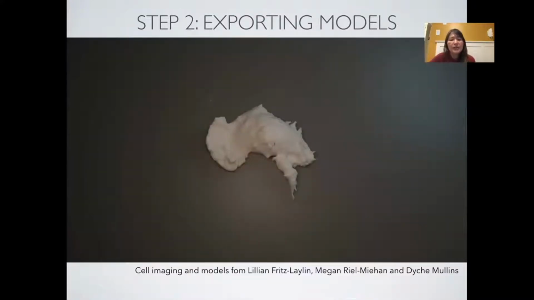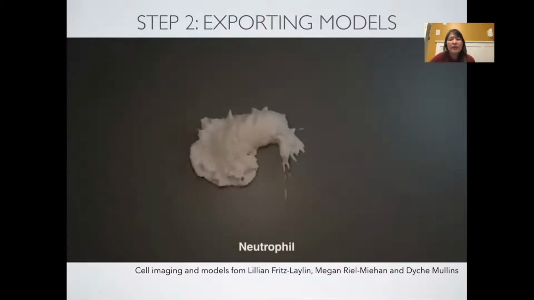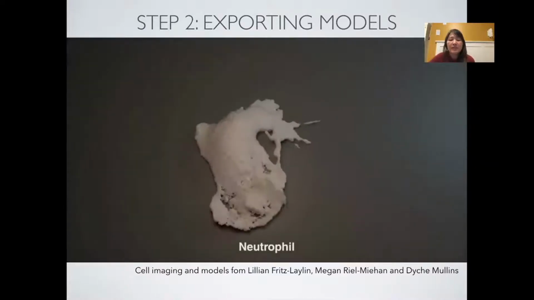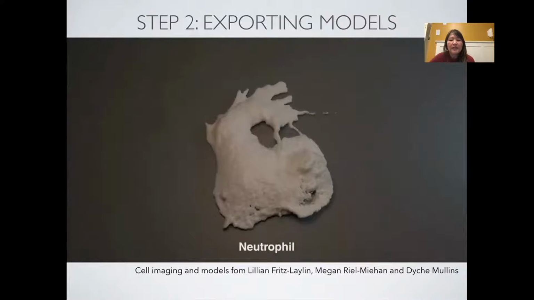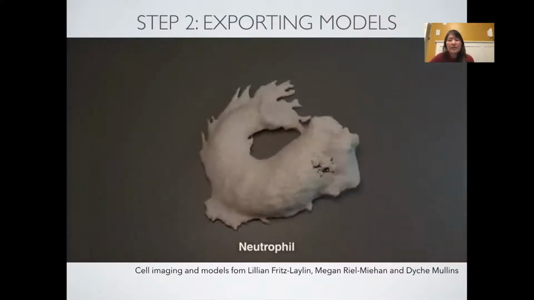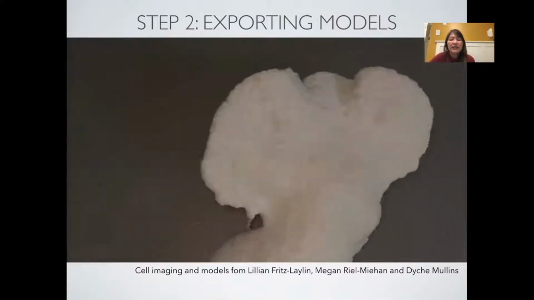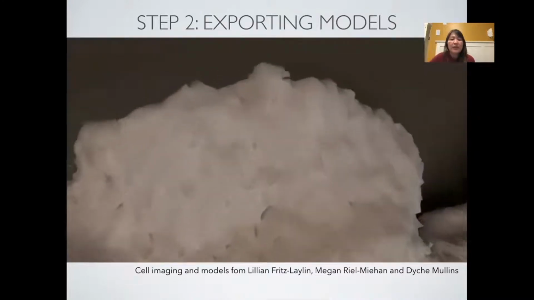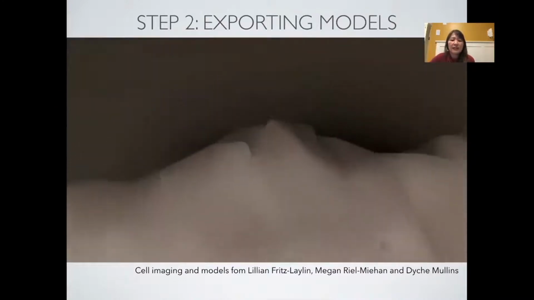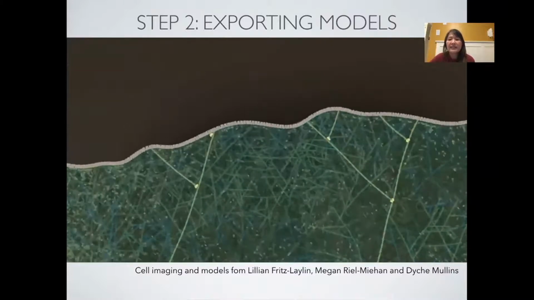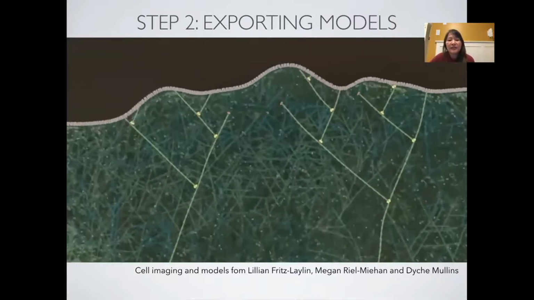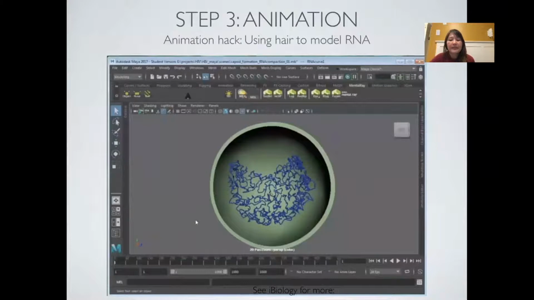Chimera can also be used to create meshes around light microscopy images. So in this case, this is a cell that has been imaged using light microscopy. And then a mesh has been created in Chimera and integrated into this animation to provide context to what molecular events are happening within it.